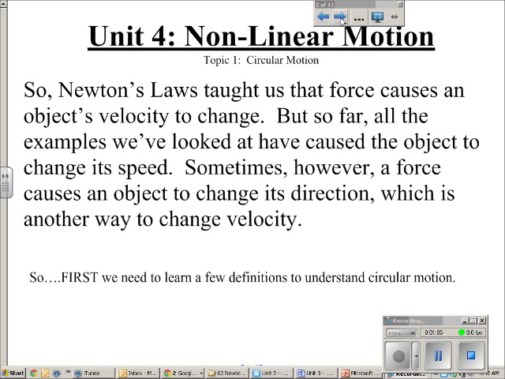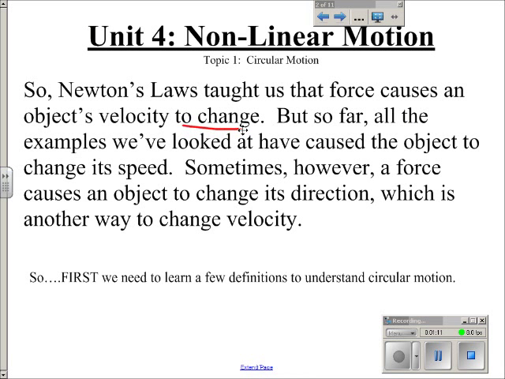Okay, so here we go. Newton's law has taught us that force causes an object's velocity to change. And so far, all of the examples that we've looked at have caused the object to change its speed. In other words, the object is either sped up or slowed down. But remember, there's three ways to change your velocity. You can speed up, slow down, or turn. And that's what we're going to focus on this chapter. So, as it says here, sometimes, however, a force causes an object to change its direction, which is another way to change the velocity.